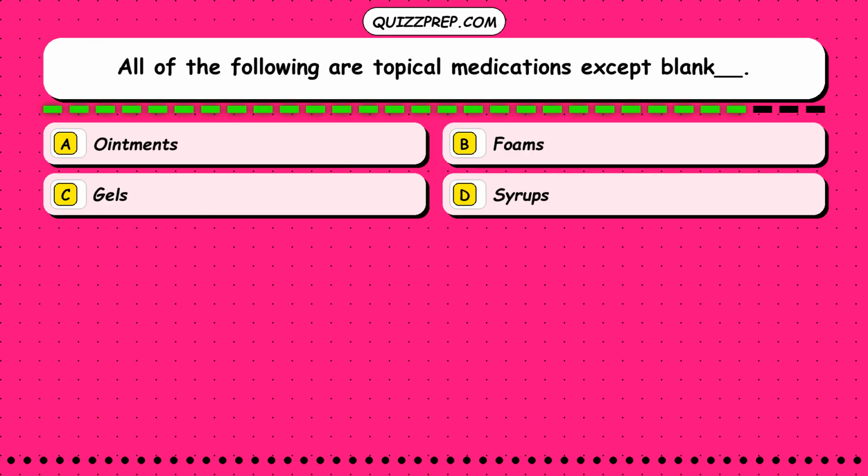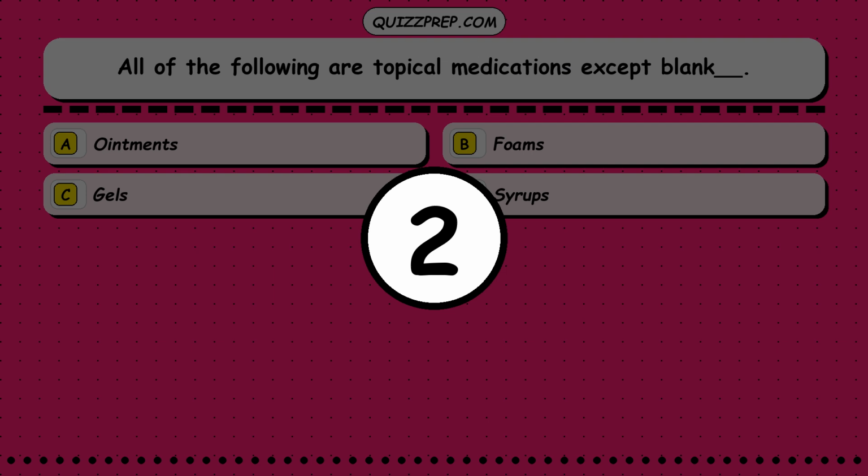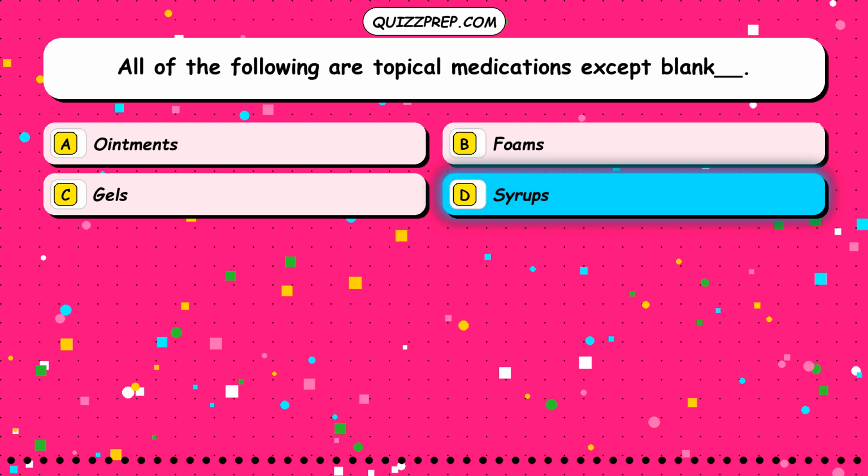Question 17. All of the following are topical medications except blank. Option A, ointments. Option B, foams. Option C, gels. Option D, syrups. The correct answer is option D, syrups.